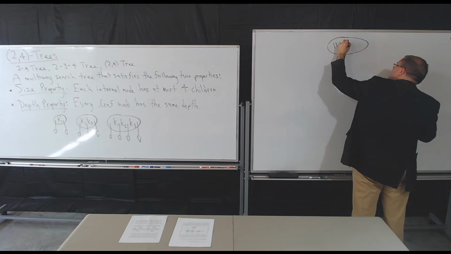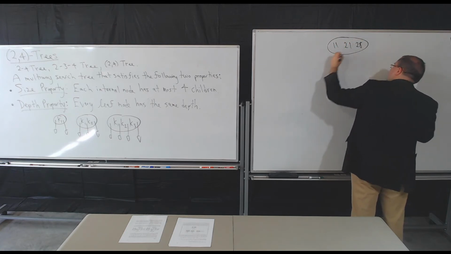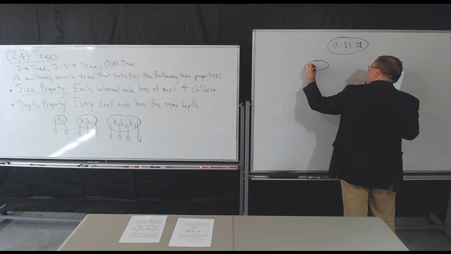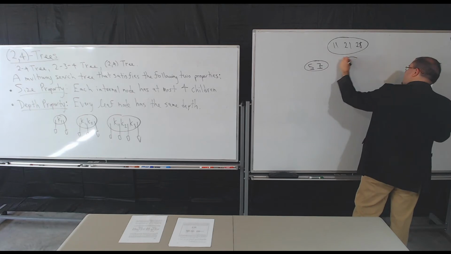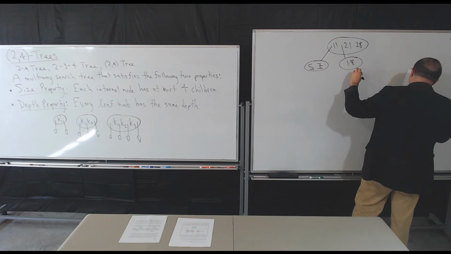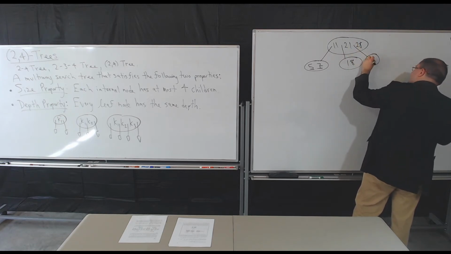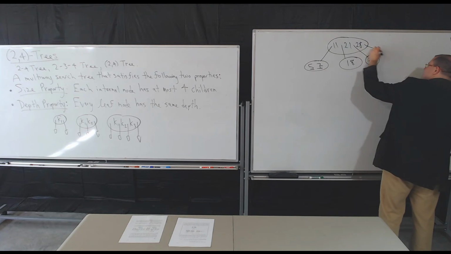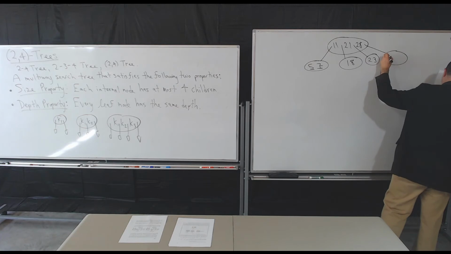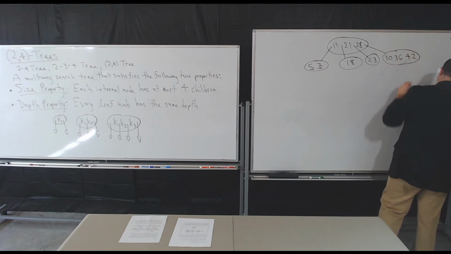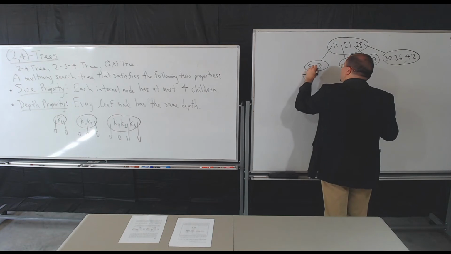So I have 11, 21, and 28 in the root. I'm going to have 5 and 7 as records in that node. I'm going to have 18 in the second child. The third child is going to be 23. And the last of them, the fourth child, is going to have 30, 36, and 42 in it. And then all of these are going to have leaf children.